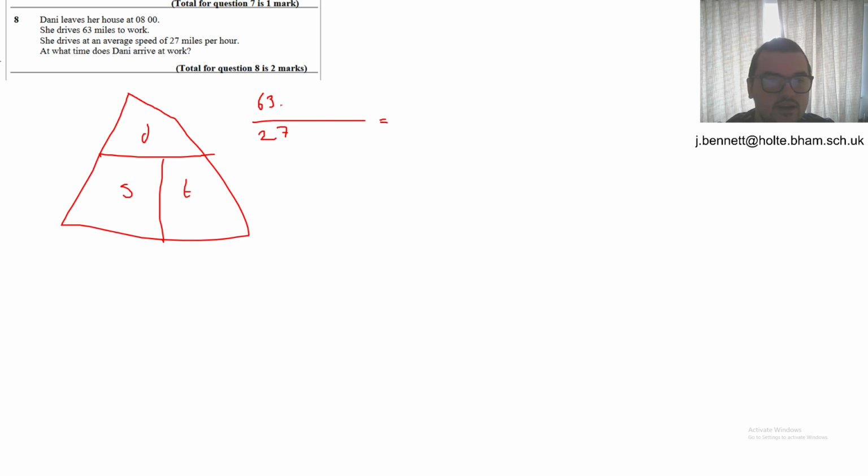So 27 into 63. So what can this be split into? 63 is divisible by 3, it's the same as 3 times 21, 27 is the same as 3 times 9, so now we can cross out the 3 and call this 21 over 9. These are also both divisible by 3, 3 and 7, so we now have 7/3. So this says it takes 7/3 of an hour. 7/3 of an hour is the same as 2 and 1/3 of an hour.